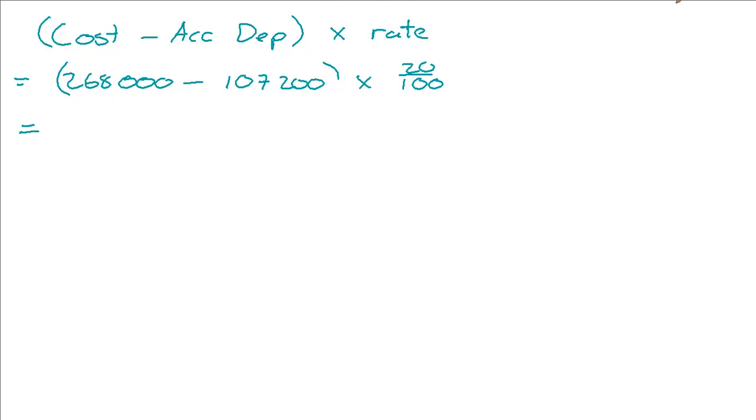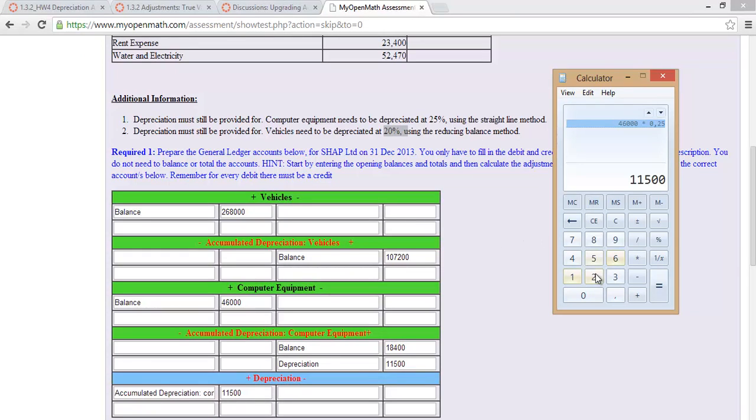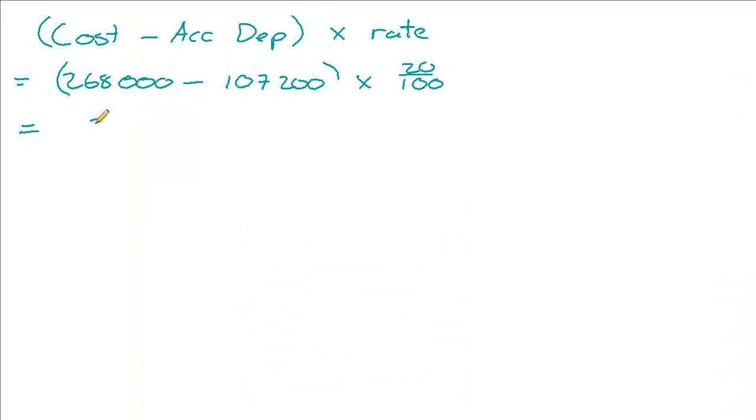So you can say times 20 over 100, or times 0.2, whichever you prefer. And we can calculate that. Just get our calculator. We said 268,000, which is the cost, minus the 107,200. And that is going to give me the carrying amount of 168,000. The carrying amount you're going to multiply by 20 divided by 100. And that's going to give me the final answer of 32,160. Now that is the depreciation for a full year.